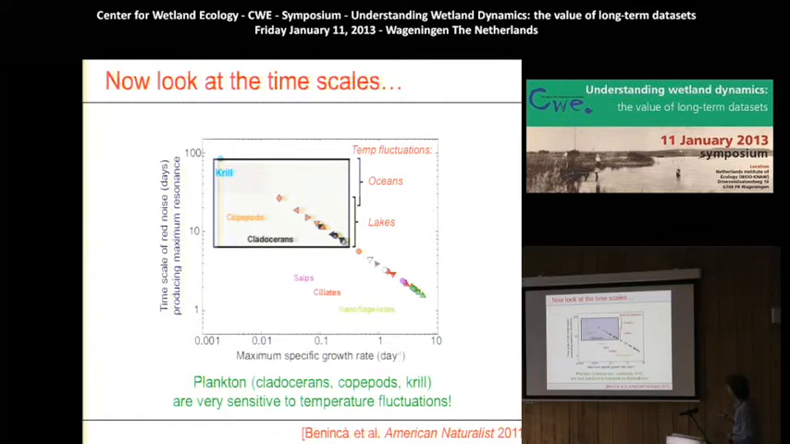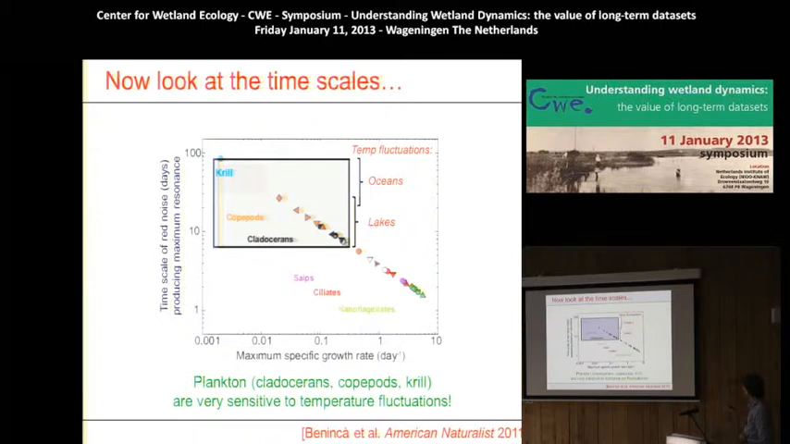So what we've done here is, for a wide range of different plankton species, we have looked at their generation time, or the maximum specific growth rate, and the time scale of red noise to which they are most sensitive, to which they show the strongest amplification of noise. And what's very interesting is that if we look at the time scales that we measure in the oceans and the lakes, we see that cladocerans, copepods and krill all show maximum noise amplification for these temperature fluctuations that we find in lakes and oceans.